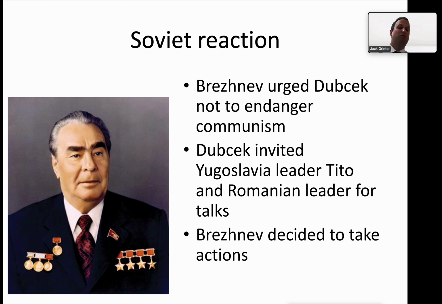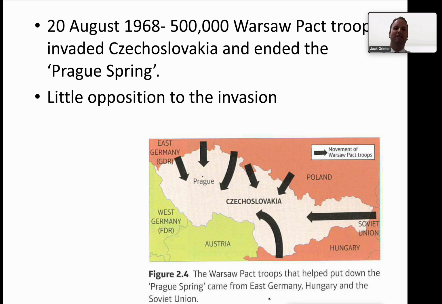So Brezhnev urged Dubček, don't endanger communism. And Dubček actually invited Yugoslav leader Tito. Tito was actually a communist as well, but they didn't have a very good relationship with the Soviet Union. So it's essentially like he's invited a leader that Brezhnev wouldn't get on with over to Czechoslovakia to have talks. Also Romania. If you remember, after the Hungarian uprising, Romania kind of cut ties with Moscow. So Brezhnev was worried about these states coming together and potentially forming some kind of rival to what he's creating.